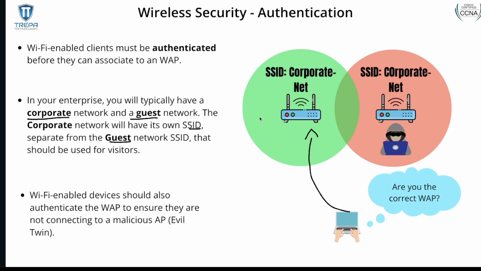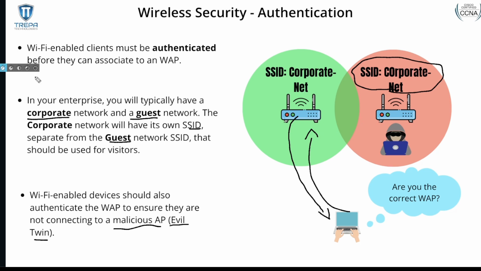Now, why is it important that not only does this access point authenticate us, but that we also authenticate the wireless access point? Because there could be malicious APs out there, sometimes known as evil twins, that could be mimicking that corporate network or your good SSID and network, and you don't want to connect to them. So it's important that we understand that the authentication process goes both ways.